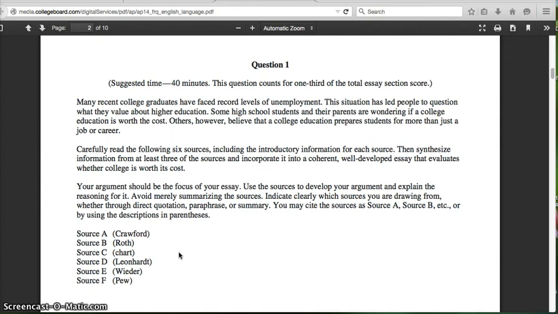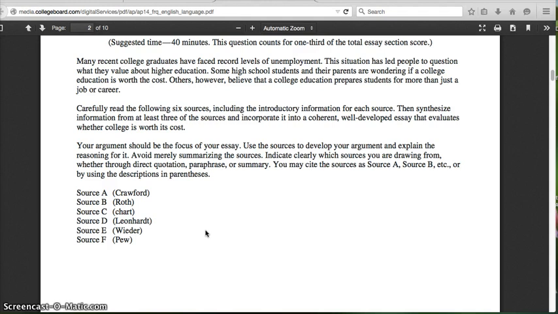Use the sources to develop your argument and explain the reasoning for it. Avoid merely summarizing the sources and indicate clearly which sources you are drawing from, whether through direct quotation, paraphrase, or summary. You may cite the sources as source A, source B, etc., or by using the description in parentheses.